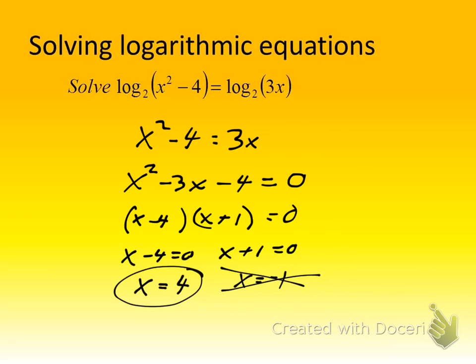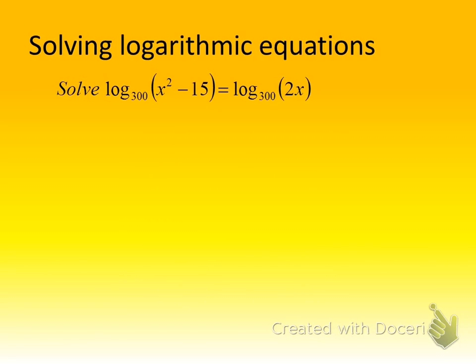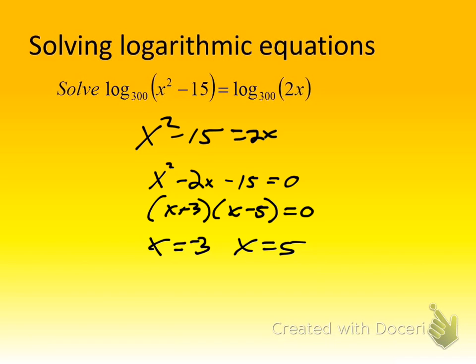Alright, so the next one here is going to be for you guys. The next two actually are going to be for you guys. I'm going to show you the one, show you the work after this, and then pop up the next one and have you work that one. So this one's up first. You've got log base 300 of x squared minus 15 equals log base 300 of 2x. Okay, so you should end up with two solutions of negative 3 and 5. When you go check them, negative 3 you toss out because it's negative right there. 5 you keep because it works out both times.